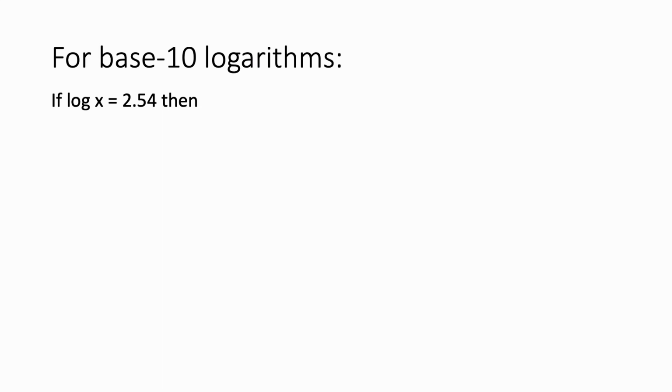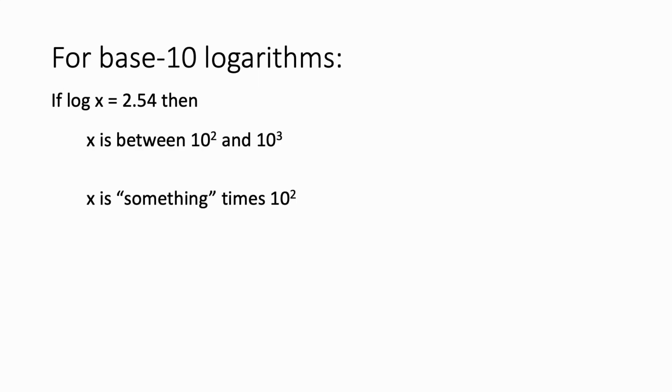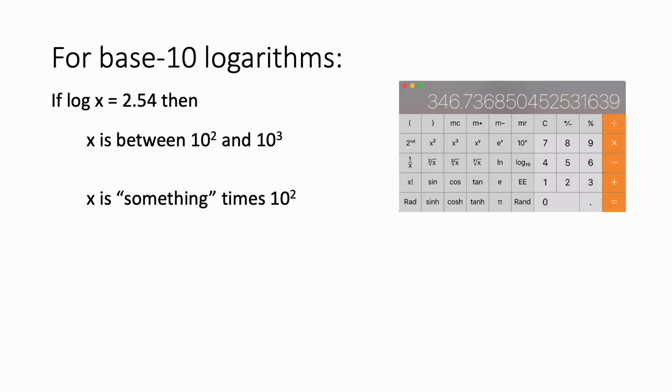Especially when we're working with base 10 logarithms, this makes a lot of sense, because if the log of something is 2.54, what does that mean? It means that number is 10 to the 2.54 power. What is 10 to the 2.54? Well, it's somewhere between 10 to the 2 and 10 to the 3. So the x is going to be something times 10 to the 2, where something is not equal to 1. Now, if you take 2.54, do 10 to the 2.54 in your calculator, you get this, 346.7 whatever.